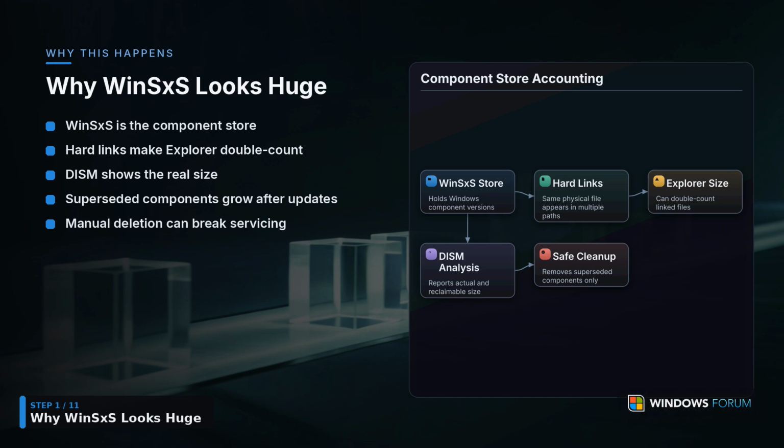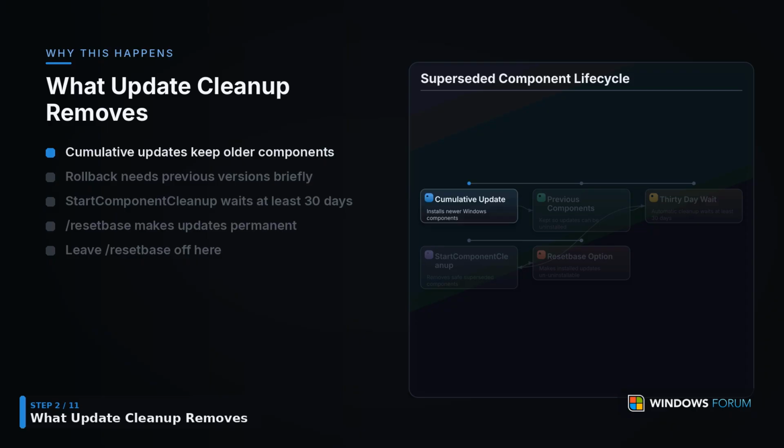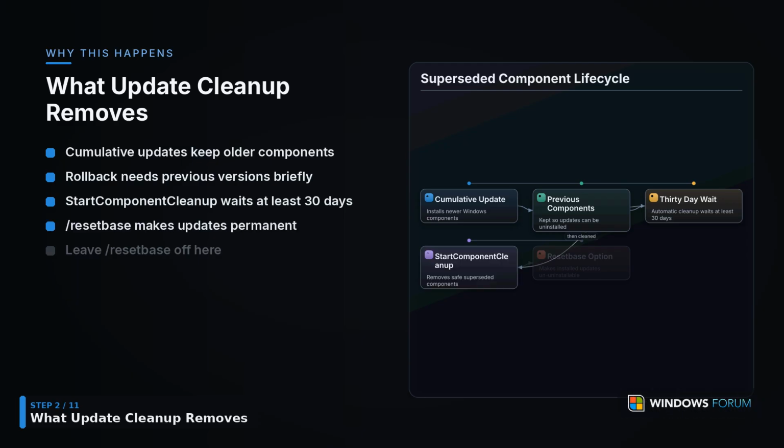Windows updates deliberately keep components they replaced because that gives you a rollback path if something goes wrong. Those older pieces are called superseded components, and they can accumulate over time on a PC that has been updated for a year or two. Windows also has an automatic StartComponentCleanup task that waits at least 30 days after an updated component is installed before uninstalling previous versions.